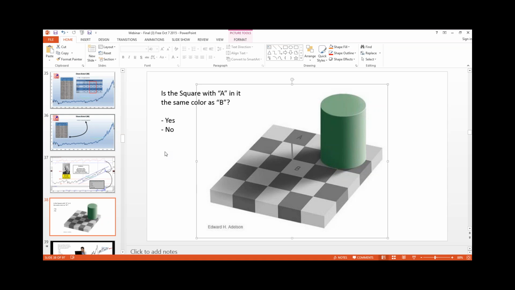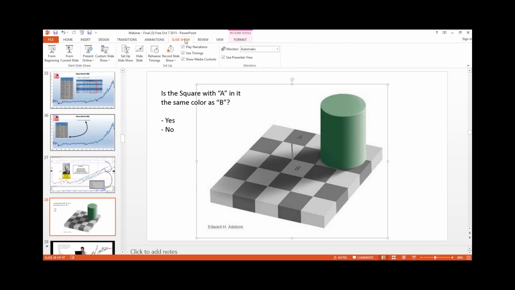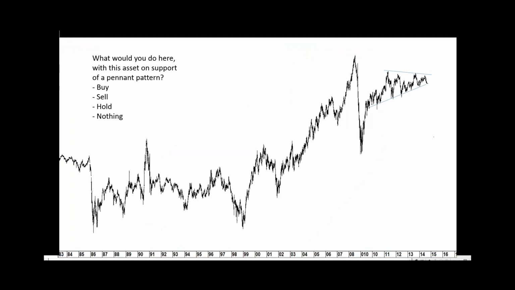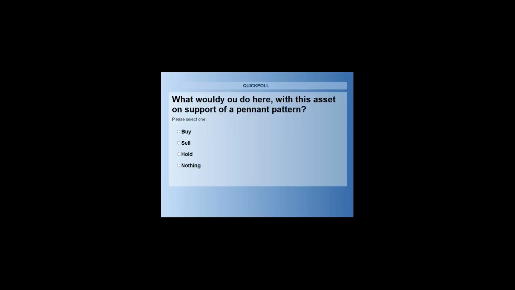So our investment decisions, folks, can be impacted by things in ways that we're maybe not even aware of. Very important, in my opinion, from a perspective basis. So we are going to ask a question here. Whatever this asset is, we're looking at the last 30 years, folks. And you see a pennant pattern that looks near completion, whatever this asset is, on support. So I'd ask the question: what would you do here with this asset on support? Would you buy, sell, hold, or do nothing? And here comes your quiz.